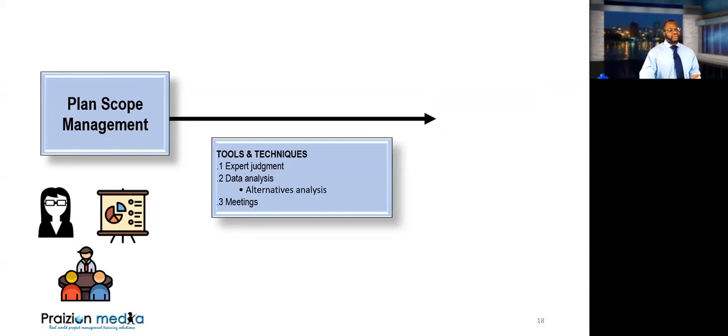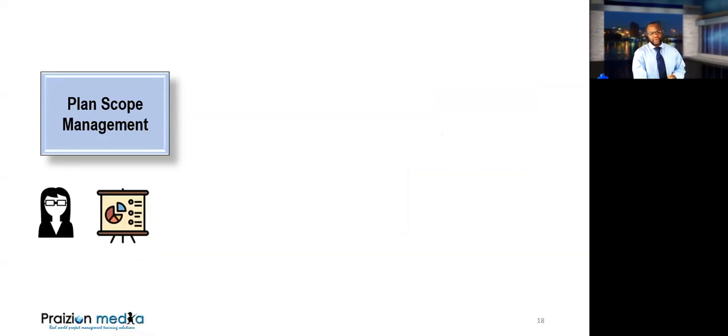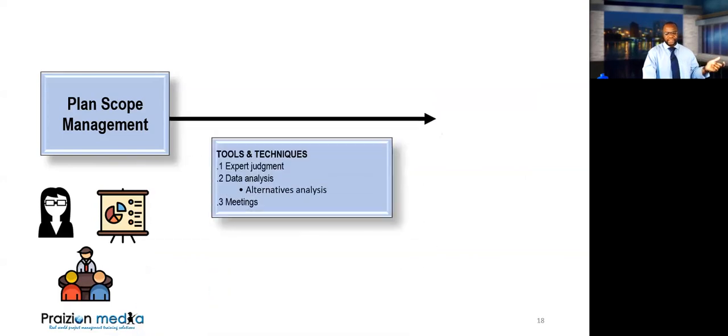So let's start off from the process. Plan scope management is a process where you develop a scope management plan and a requirements management plan so that we can guide the project in scope. What are the tools and techniques? The lady with the glasses, expert judgment.